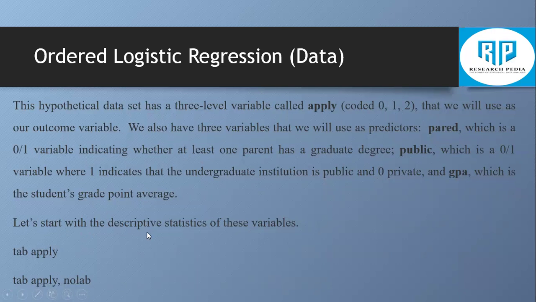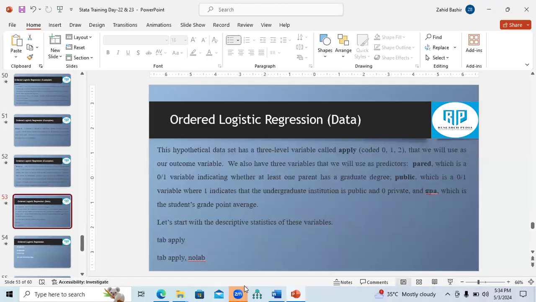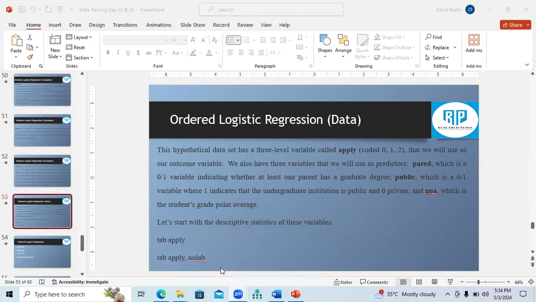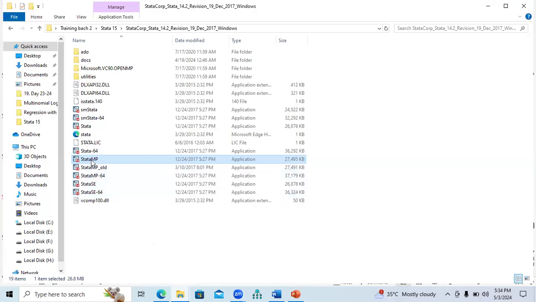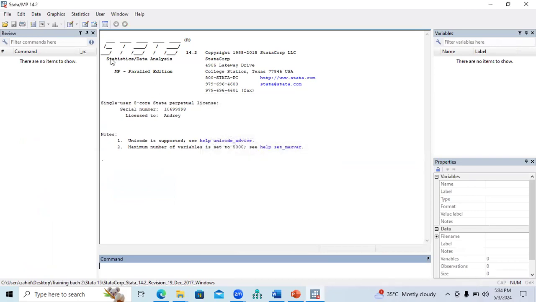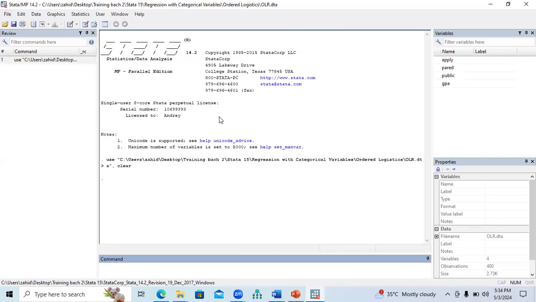So let us start with the descriptive statistic. Before that, we need to open the file so that we may be able to apply the procedure. So let me open the Stata file. Please open the file that I have shared with you with the title OLR. I am going to open the file with the title OLR that I have shared with both of the participants.